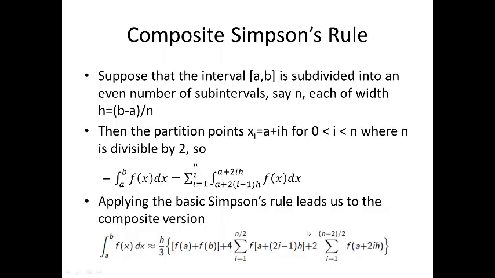Now, this will give you something to memorize for the test. But in all seriousness, the error term here is minus 1/180th times (b minus a) times h to the fourth times the fourth derivative of f at xi, so this one is actually O of h to the fourth. A lot of this depends on the function being well behaved, because we need a fourth derivative.